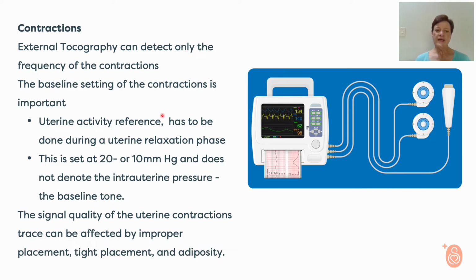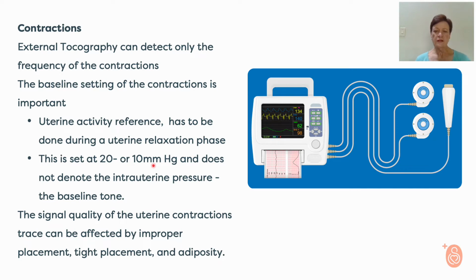Now, we set the baseline of the contractions on the CTG machine. That is very important for us because it gives us a baseline to see, after the uterus has contracted, whether the uterus relaxes to the baseline of the contractions again. So, as I've set it on the machine, we set it at 10 to 20 millimeters mercury, and that does not denote the intrauterine pressure that's in the uterus.